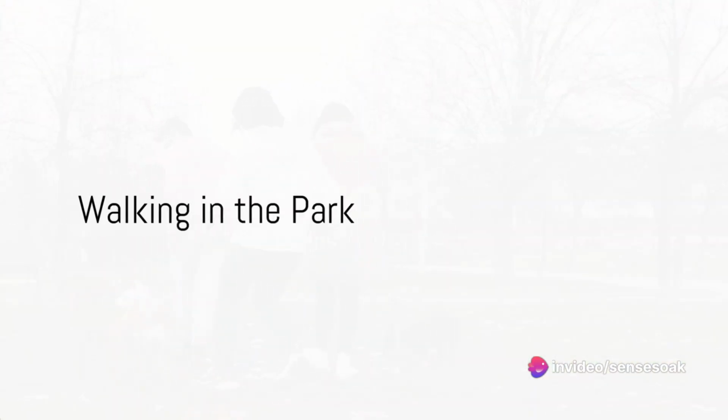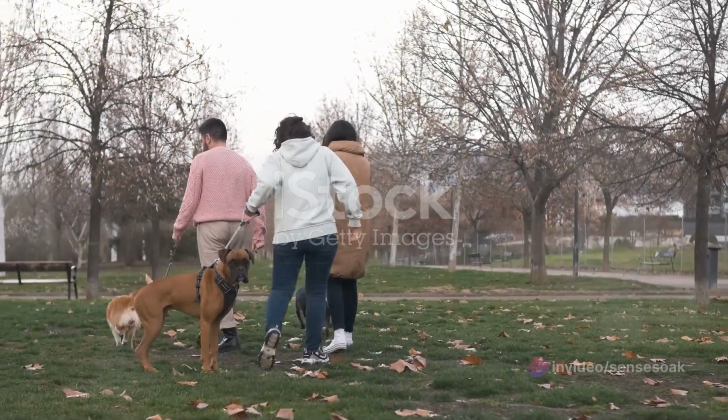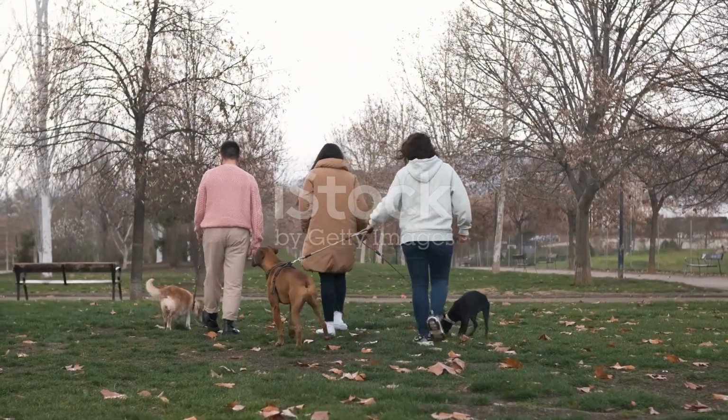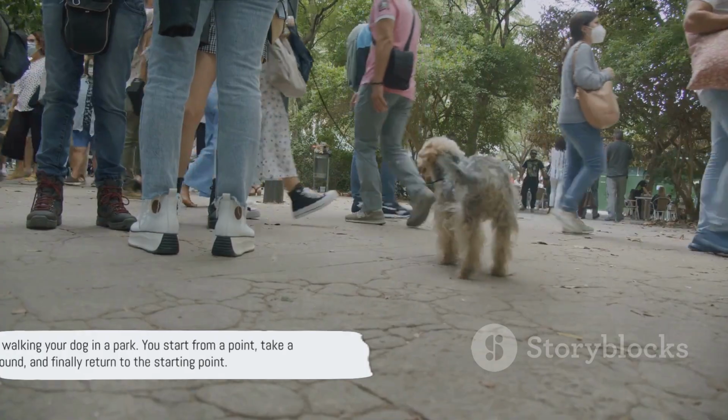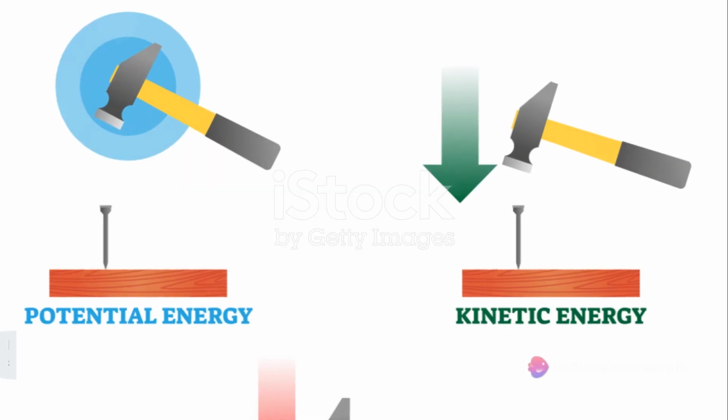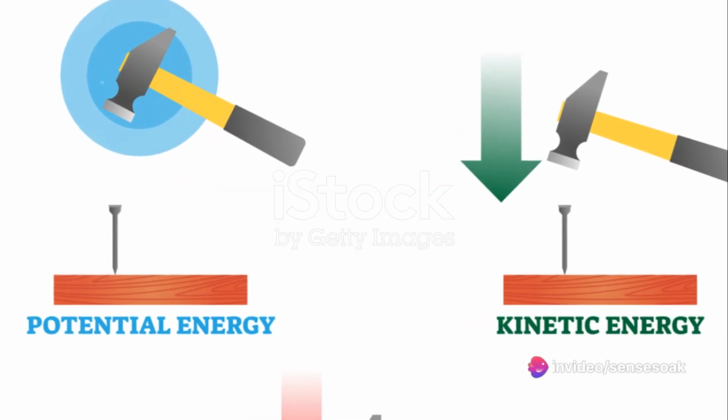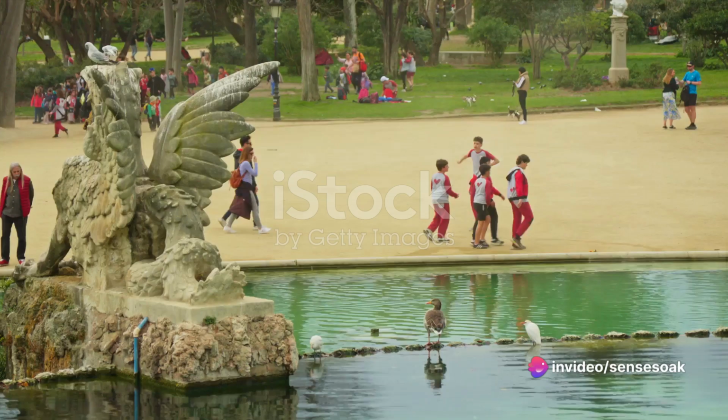Imagine walking your dog in a park. You start from a point, take a stroll around, and finally return to the starting point. In physics terms, you've just completed a closed loop. The energy you expended on this walk is akin to the work done by a conservative force.